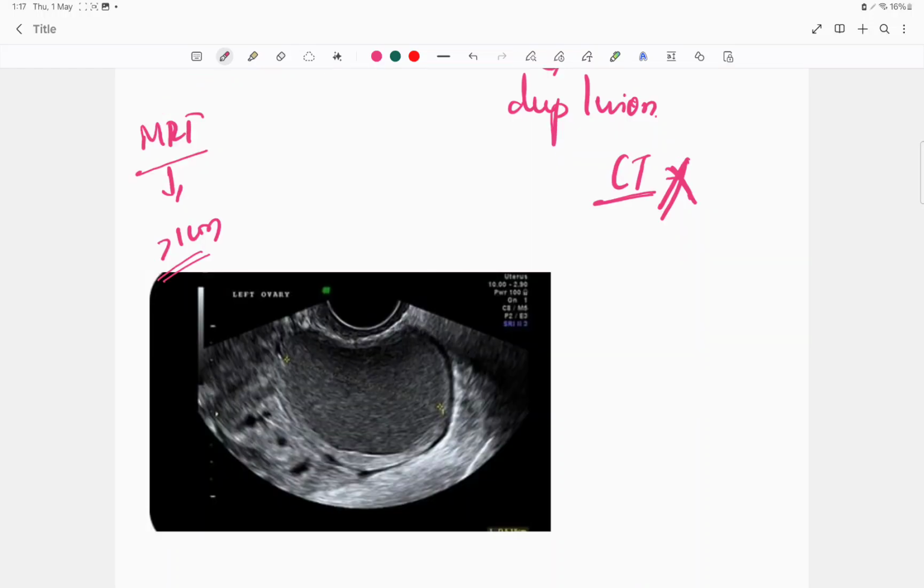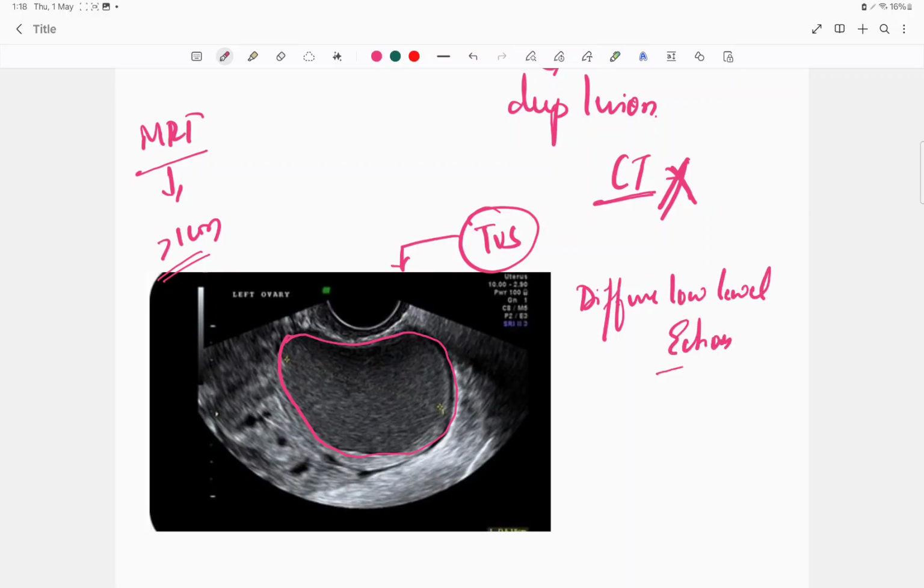See, this is an image. This is a transvaginal scan. These are the structures that you can see. This is nothing but called endometrioma, that is ovarian endometriosis. So here, what can you see? Diffuse low level echoes, that is basically a ground glass appearance. This is a TV scan of endometrioma of the left ovary.